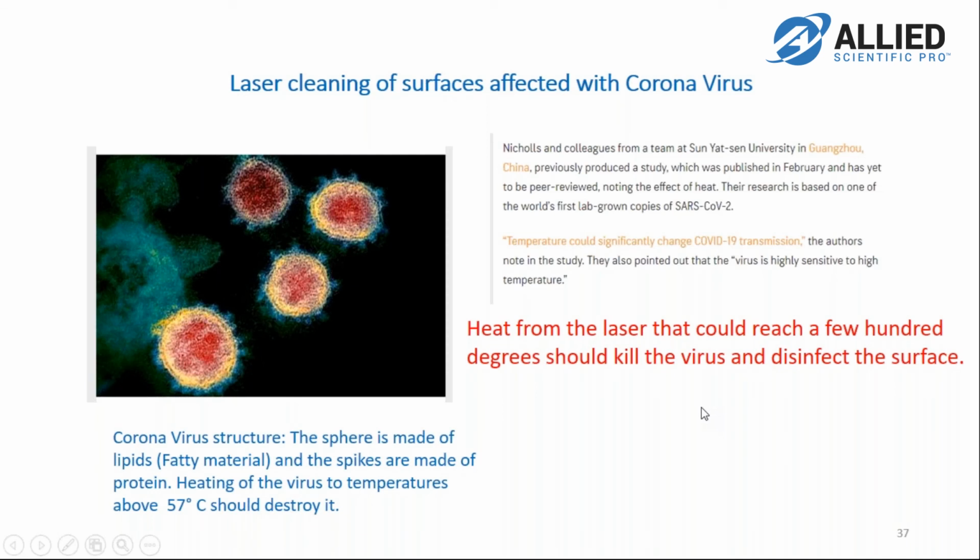Finally, there was the talk about the coronavirus, and coronavirus has this fatty center with the proteins sticking out. So it is sensitive to heat. Any temperatures above 57 degrees have been shown to kill the virus. There are some studies by these Chinese scientists that talk about that. So this could be used for cleaning surfaces. The laser generates a few hundred degrees Kelvin or even 1,000. So for cleaning operations after the pandemic is over, laser cleaning would be very useful.